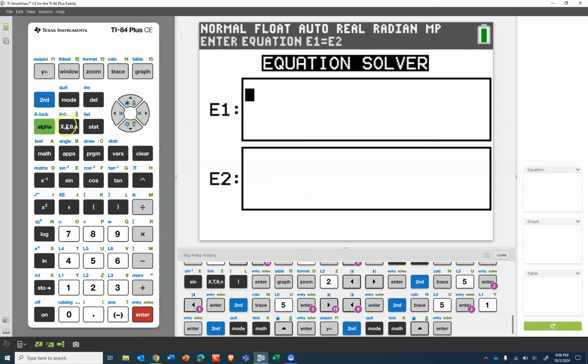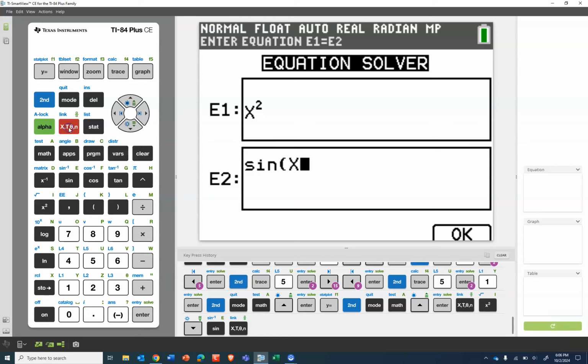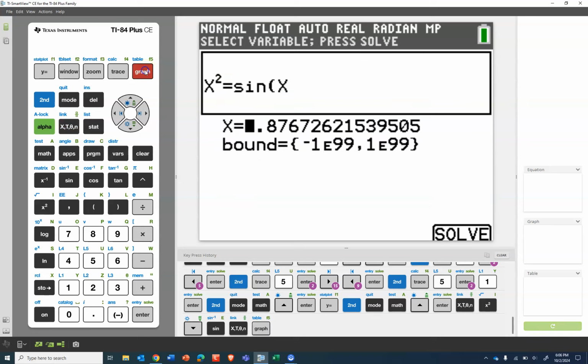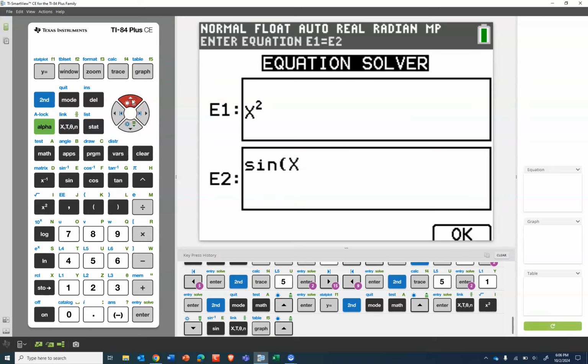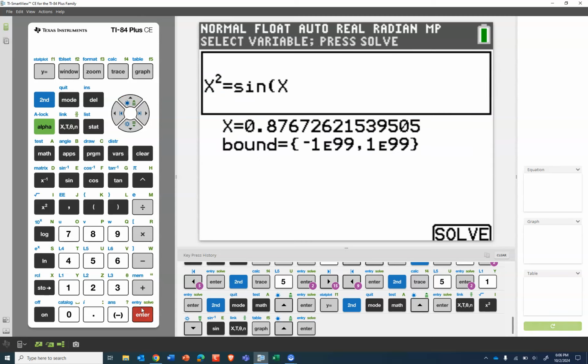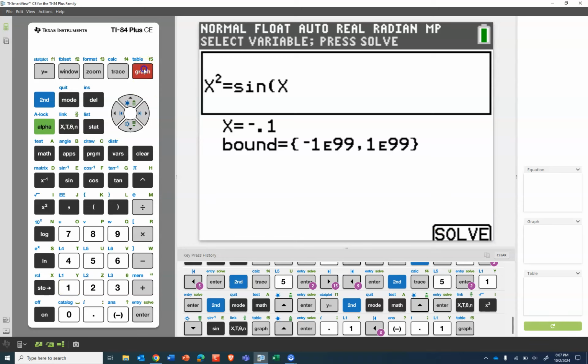I guess the order doesn't matter, so I'm just going to do x squared equal to sine of x. Now on yours, this OK button is right above graph. So if I hit graph, that's the same as pressing OK. If I press up, it'll go back. I could also press enter, and that'll go there as well. And kind of like we were doing on the home screen, if I do negative 0.1 and press solve, by the way, solve is this graph button right now for you guys, it'll give me x equals 0 as the x coordinate of intersection.